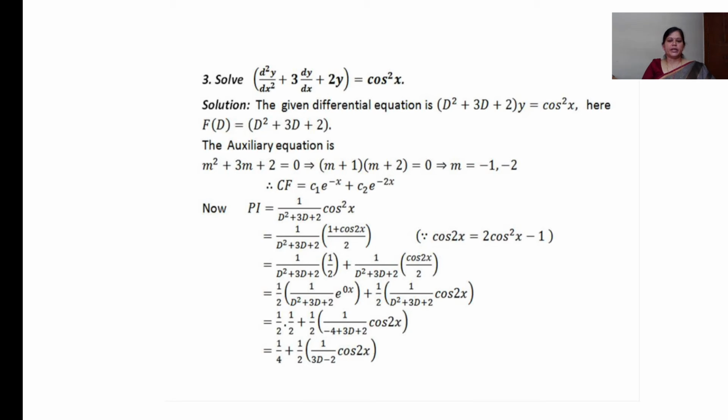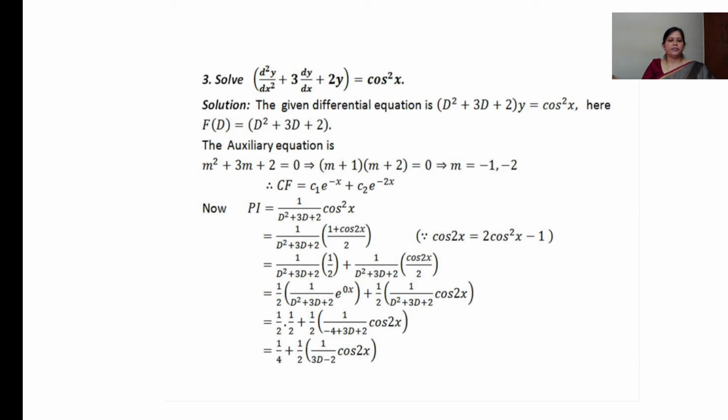So now the complementary function is c1 e to the power minus x plus c2 e to the power minus 2x, because the roots are real and distinct. So we are using case 1 of the complementary function. Now we are going for the particular integral. The particular integral is 1 over D square plus 3D plus 2 into cos square x.